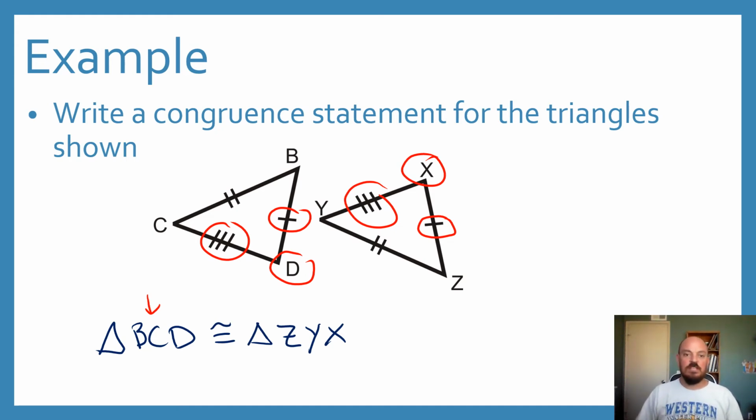When you're writing a congruent statement, a lot of people would take this question, go too quickly, and just put everything in alphabetical order. Triangle BCD is congruent to triangle XYZ, and they'd move on to the next question. That's an incorrect statement. Triangle BCD is not congruent to triangle XYZ. It's congruent to triangle ZYX because each letter has to match up. So be careful when you're writing your congruent statement. Make sure the angles and the letters match up.